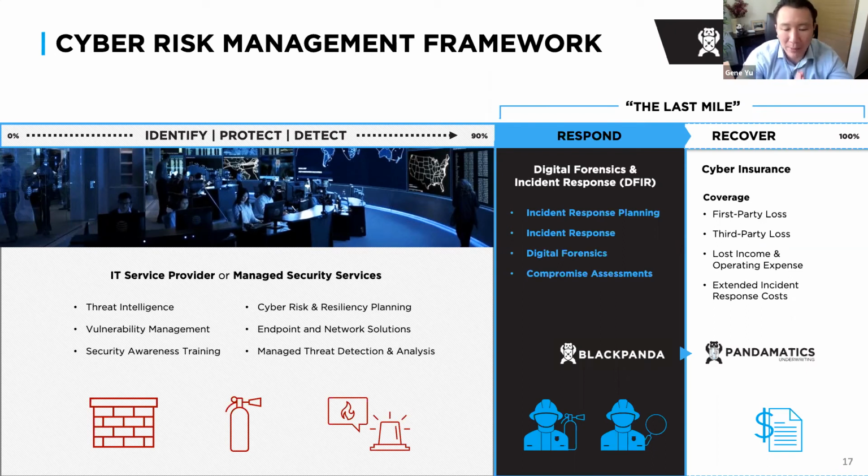Between the time that Blackpanda shows up to put out that fire, that's where damage is occurring. And the insurance policy is coming forward not only to pay for all Blackpanda's costs, as well as legal and public relations if you need that, but also your first party and third party losses, to mitigate away as close as possible to 100% cyber risk transfer. So we consider ourselves a very niche part of this entire 0 to 100 cyber risk management framework, just at the very end, and that last slice as the most cost efficient and effective way for you to hedge yourself from your primary solution or your walls.